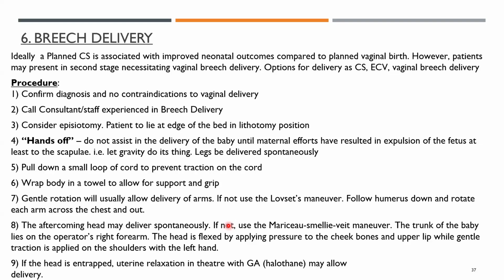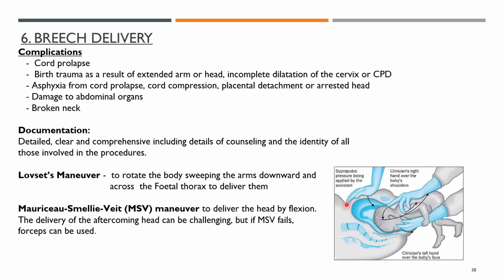The aftercoming head may deliver spontaneously. If not, use the MSV maneuver, the Mauriceau-Smellie-Veit maneuver. The trunk of the body lies on the operator's right forearm. We said that flexing the head presents the smallest part, so now you're doing artificial flexion. You will be flexing the head of this baby to help get it out. You have support to the shoulder, your other hand supports the face of the baby and flexes it, and another assistant applies suprapubic pressure. This helps to flex the head to get it out. If the head is entrapped, uterine relaxation in theater may allow for the delivery.